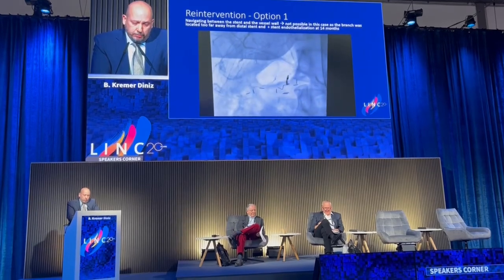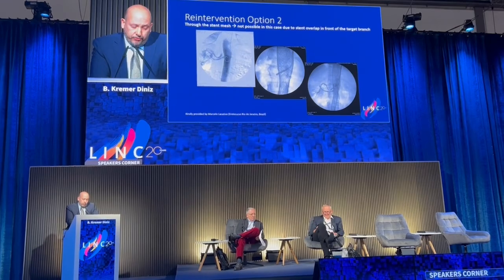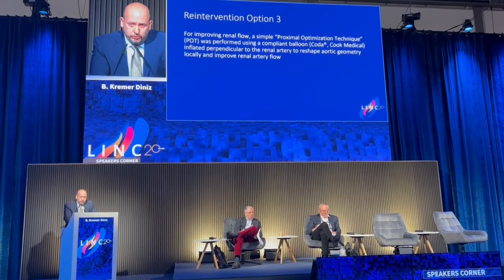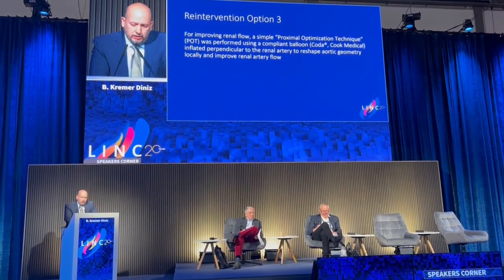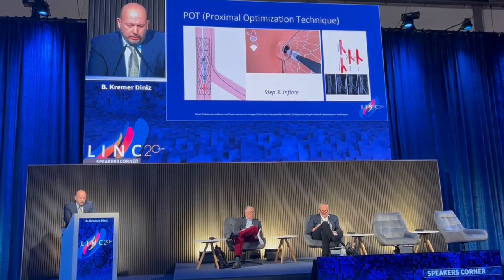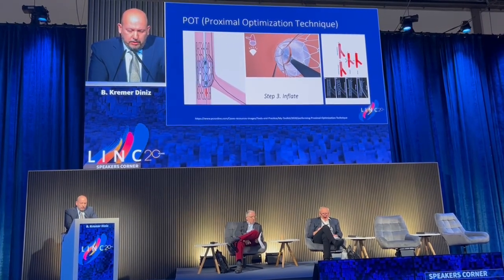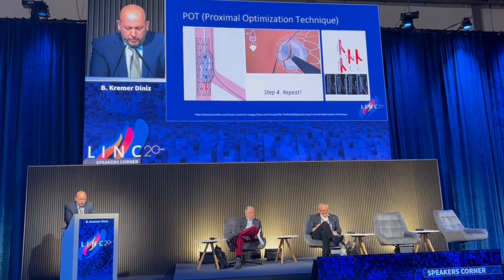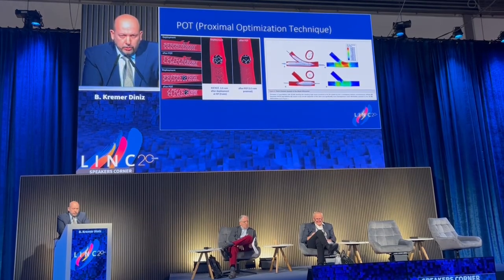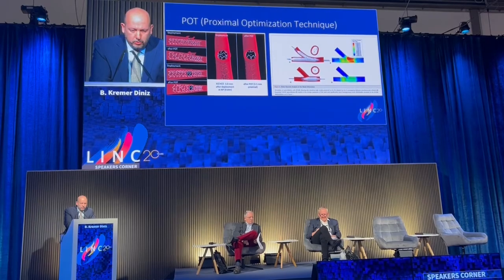Reintervention is possible with multilayer, sometimes between the stent and the vessel wall, sometimes through the mesh. But in our case, we have two stents in overlap. So we decided to use a coronary technique called POT. Here's the technique. You inflate the balloon in front of the side branch, pull the balloon back a little bit and inflate again, because when we do this, you change the geometry and improve the flow through the side branch. So we decided to do this.